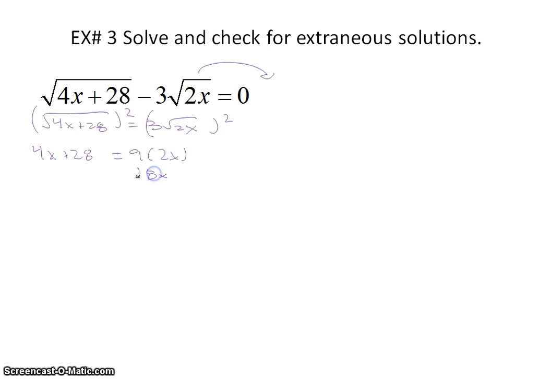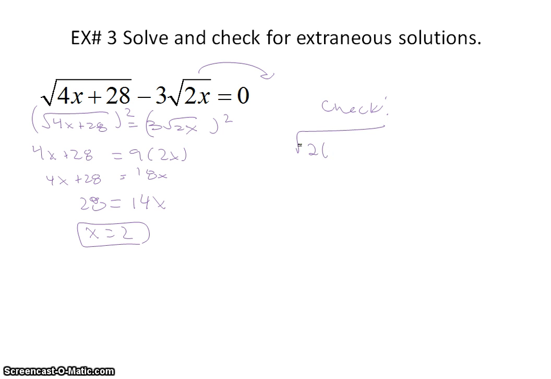So we have 18x is 4x plus 28. Bring 4x to the other side. 14x is 28. And divide both sides by 14, and we get x equals 2. So we need to check. You should always check because you're going to have extraneous solutions.